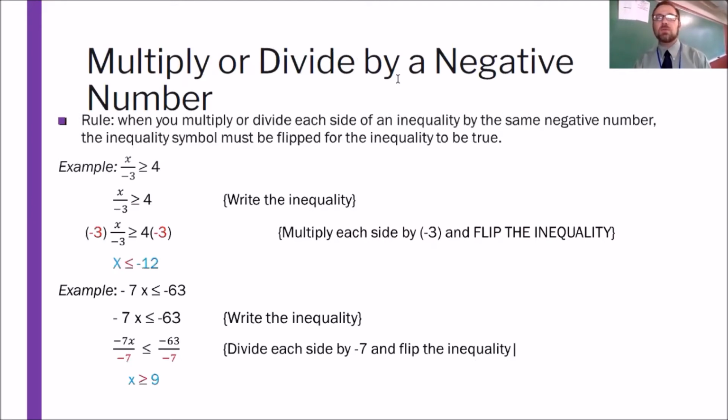Now, if you divide or multiply by negative numbers, stuff changes. You're still doing the same steps. You're going to multiply by negative 3. You get negative 12, but then look what happened to the inequality. It flips when you multiply or divide by a negative number. So keep that in mind, that extra thing that's going on with inequalities. You've got to flip the inequality.